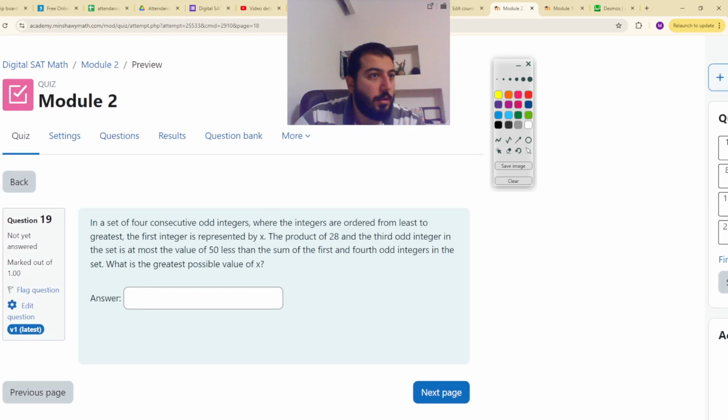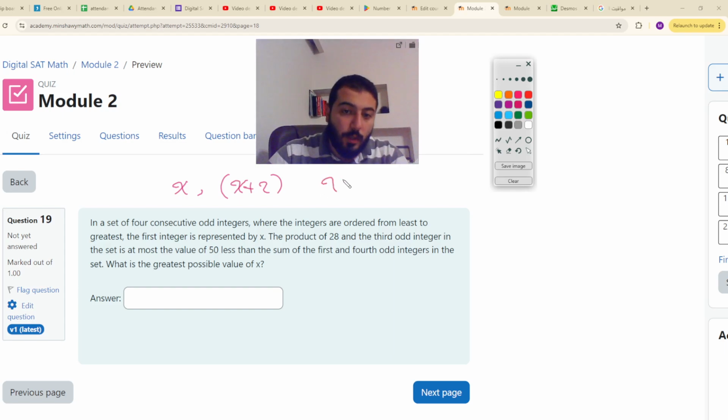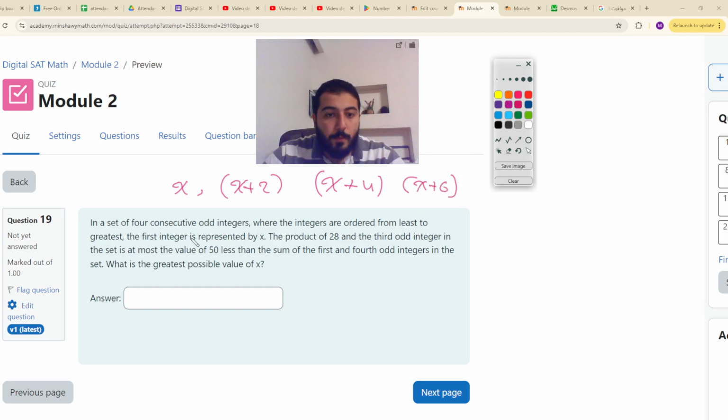Question 19. In a set of 4 consecutive odd integers, where the integers are ordered from least to greatest. So if we started with 3, the next one is 5, the next one is 7. So if we start with x, the next one is x plus 2, because all of them are odd. They are consecutive but odd only. So the next one is x plus 4, the next one is x plus 6. The first integer is represented by x, that's what we did.